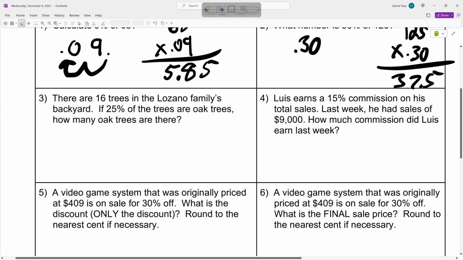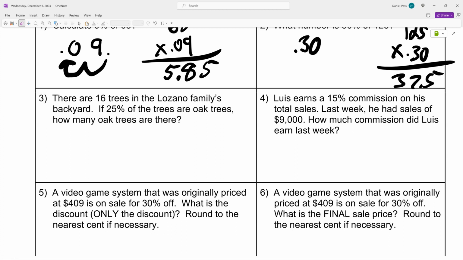Okay, number 3. Oh, I forgot to welcome our next guest, from all the way from the North Pole. All right, the elf on the shelf. Okay. Go ahead.